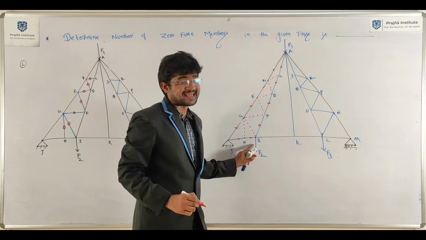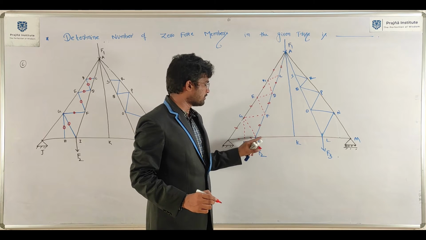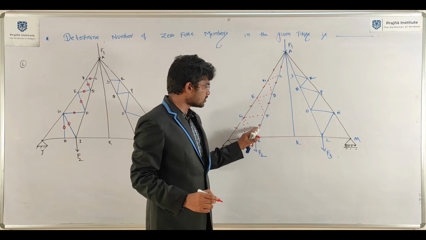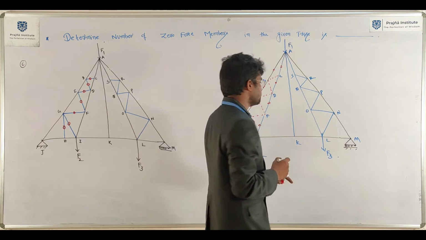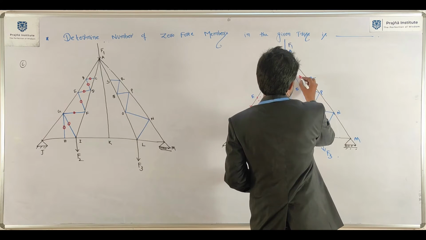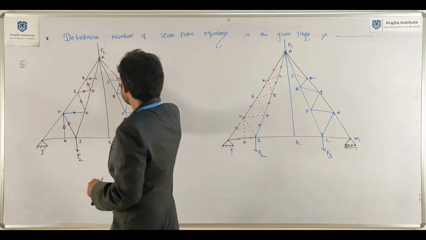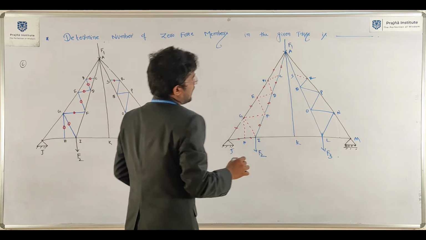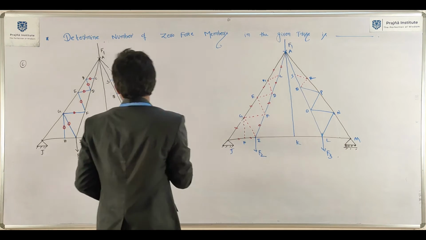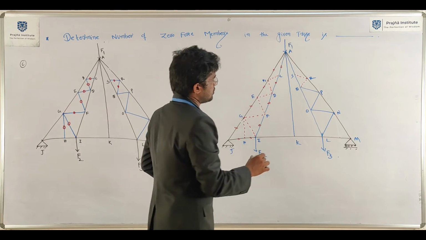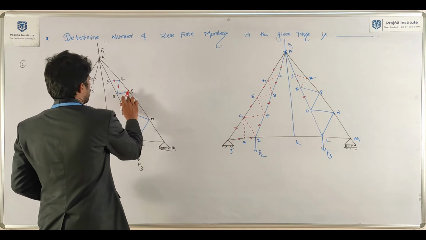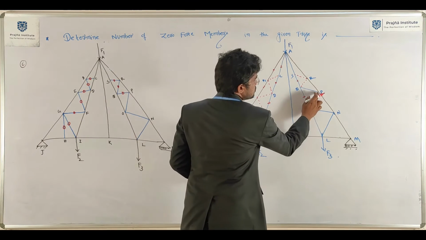Here you should not apply it like this. Why? Because three members are meeting and two are collinear, but a load is acting at the joint. So the force in this member is not equal to 0. Apply the same logic here. Here it is 0. Here it is 0. And the force in RQ equals 0. These two are collinear. Force in PQ equals 0.